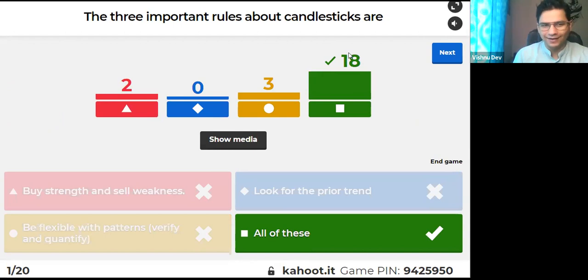Right. So I said that we have to buy strength, whenever the market is about to go up, then we should buy. And sell weakness, when the market is about to go down, then we have to sell. That is correct. Look for prior trend. We have to see what the trend was before the candlestick formed. Then only we can see what is going to happen next. Then be flexible with the pattern.